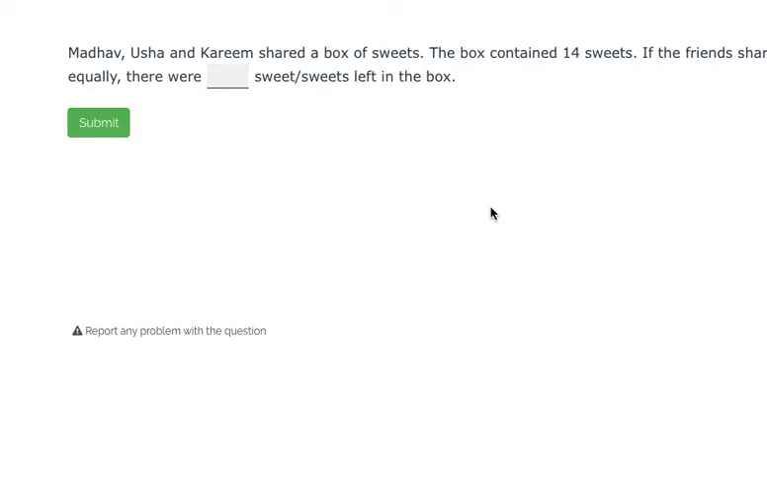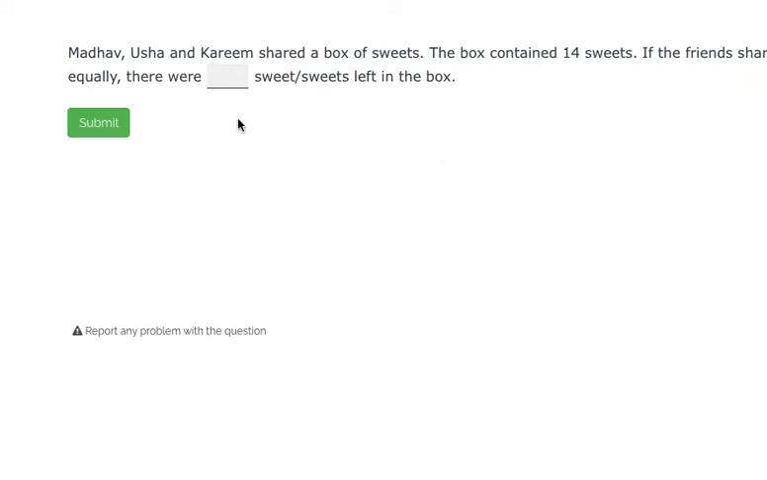Basically we have to divide 14 by 3, because there are 3 persons. And how many sweets will be left in the box? That will be the answer. It is the remainder. If we do the long division of 14 divided by 3, whatever is the remainder is the answer.